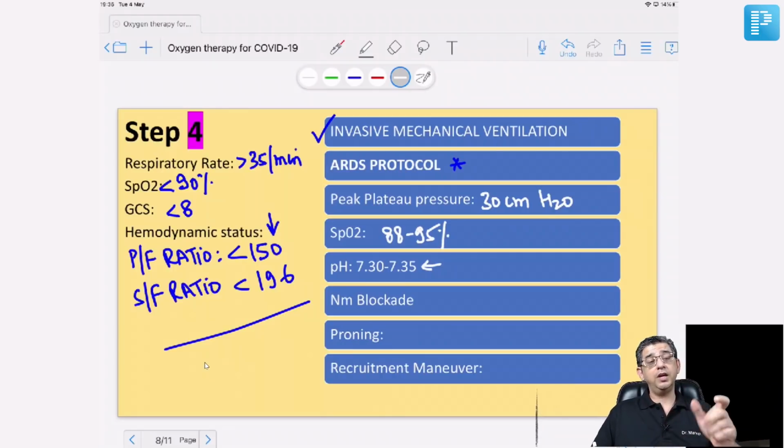I can allow a pH in the range of about 7.30 to 7.35. Neuromuscular blockade, proning is definitely recommended. This would be proning for about 12 to 16 hours per day, and this is different from the awake proning that I have explained earlier.